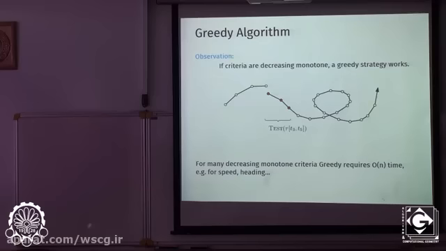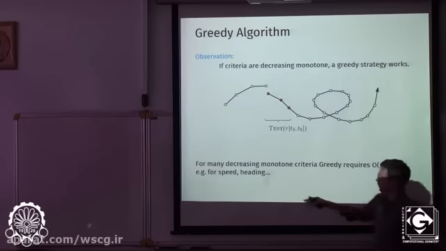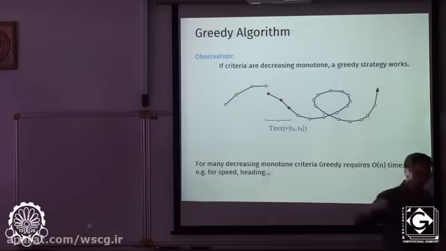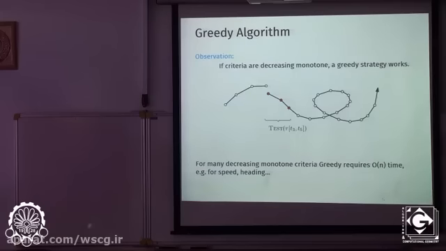And if we think of the criterion that I showed, like speed or heading, then every time I add a point, I can in constant time check whether the criterion is still valid. This will give me a linear time algorithm by simply checking at every point, in constant time, whether the criterion is still valid or not, and if not, I'll start a new segment.